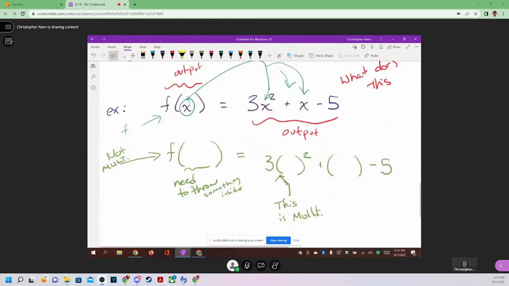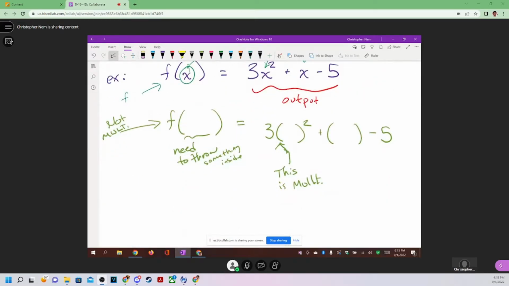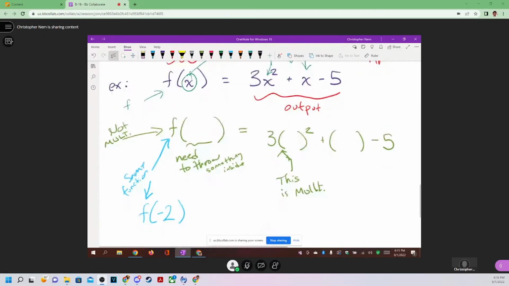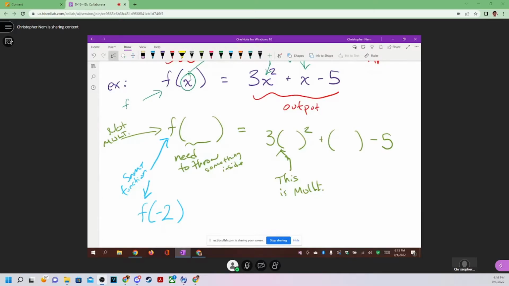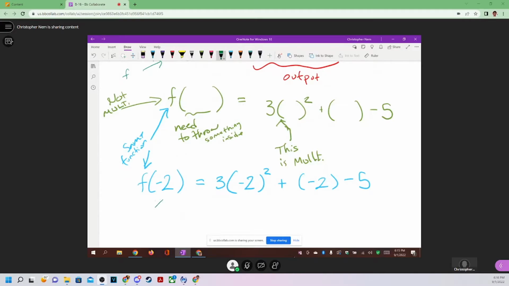Great. So, something to try to understand is, what if I were to throw in a -2 with the same f? This is the same f, same function. I'm using the same letter to denote that they're the same function. They do the exact same thing. Well, if I threw a -2 in, it's going to do the exact same behavior as it did with the x. Nothing changed. It's that same rule. It's going to get that -2, square it, and then times it by 3. And then it's going to add -2 to itself, and it's going to minus 5. So this is the input.